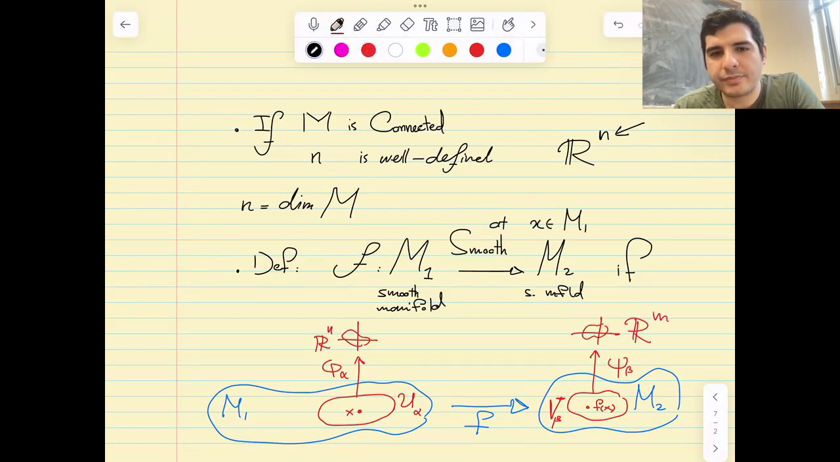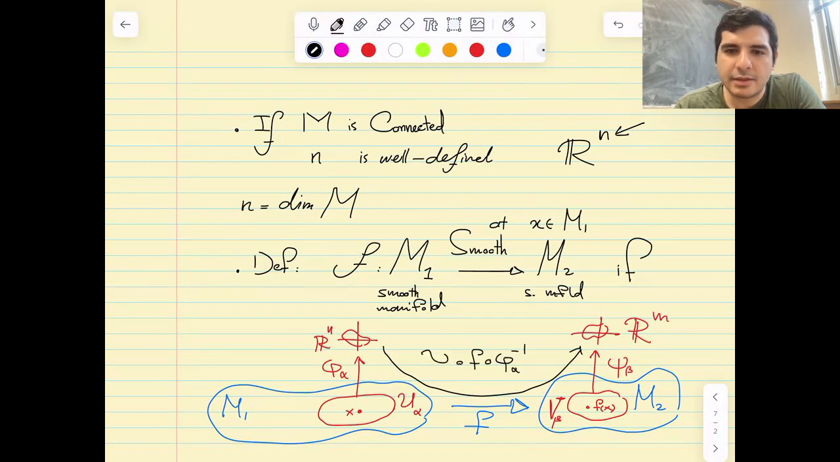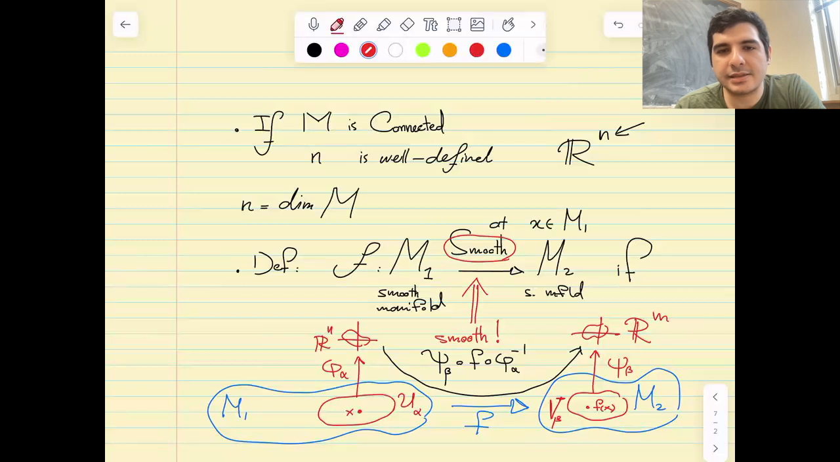Now we can construct this composition. We start from R^n, go back using phi alpha inverse, then compose that with the map F, and then compose that with psi beta. This map is a map between Euclidean spaces, or open subsets of Euclidean spaces. I would say F is smooth if this composition is smooth for some local open subsets. And note that this notion is well defined.